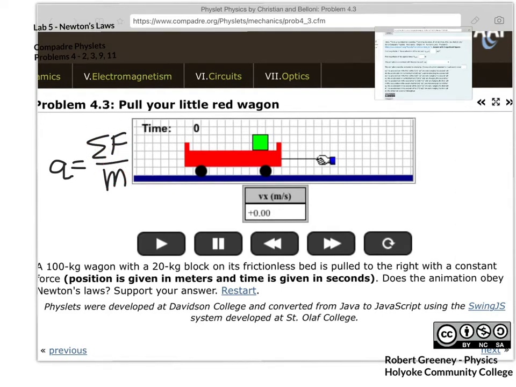We say the sum of the forces, but there's really only one force, and because of the wheels we can assume that this is relatively frictionless as well. So we know the mass, but we don't know the force or the acceleration, but we can measure the acceleration and thus we can get the force. And once we know that force in the first part, we can predict what the second acceleration would be because of the change in mass.